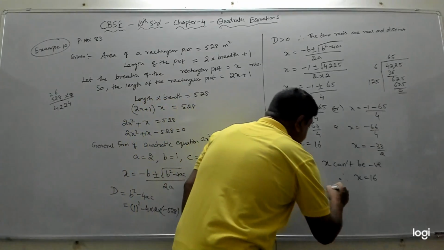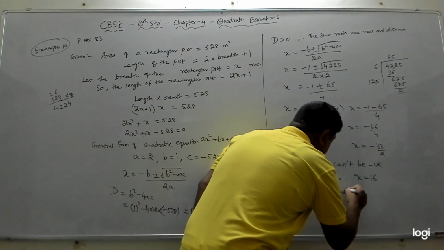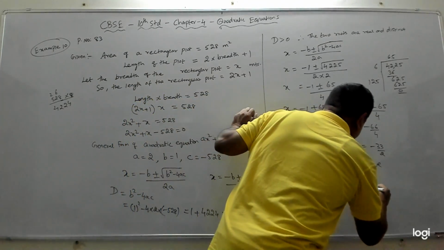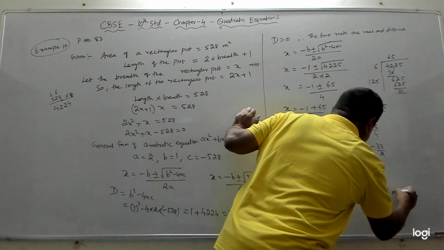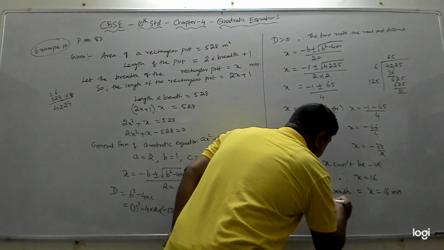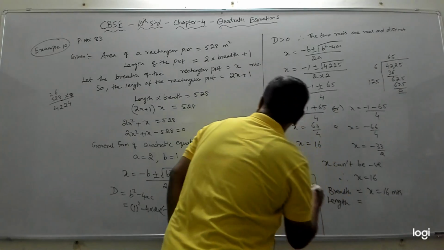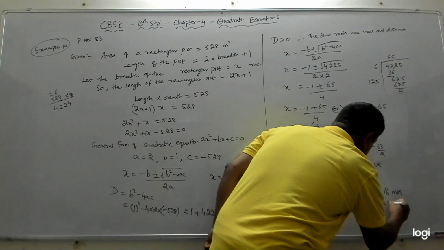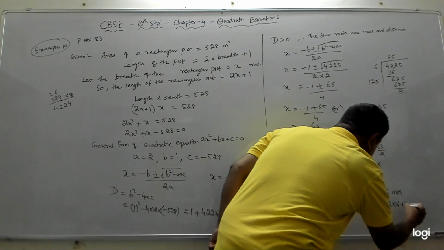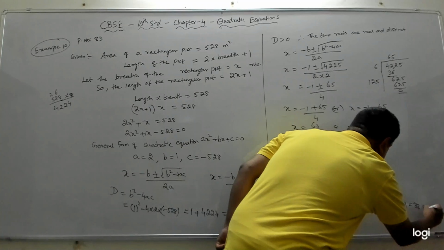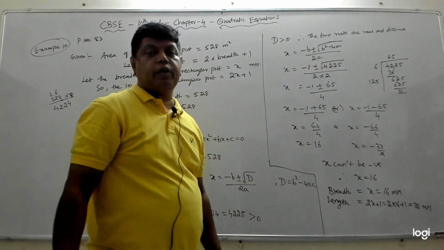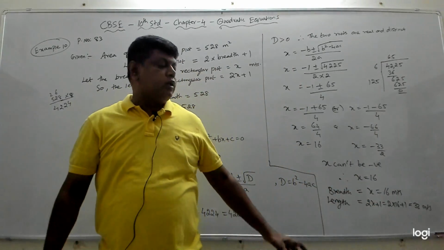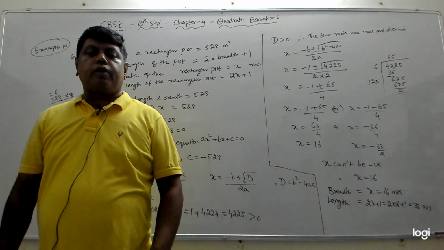So breadth is what? The breadth of the rectangular plot is x, which is 16 meters. Length is what? Length is equal to 2x plus 1. That is equal to 2 into 16 plus 1. 2 into 16 is 32 plus 1, 33 meters. So the breadth of the rectangular plot is 16 and the length is 33. So these are the dimensions of the rectangular plot.